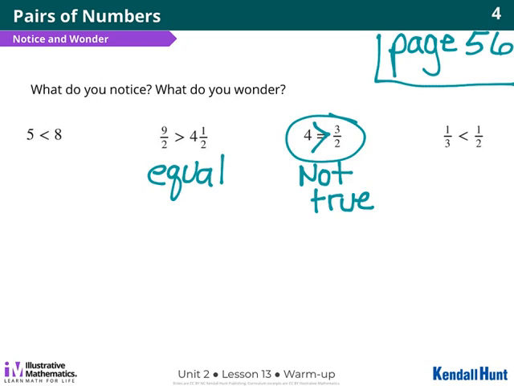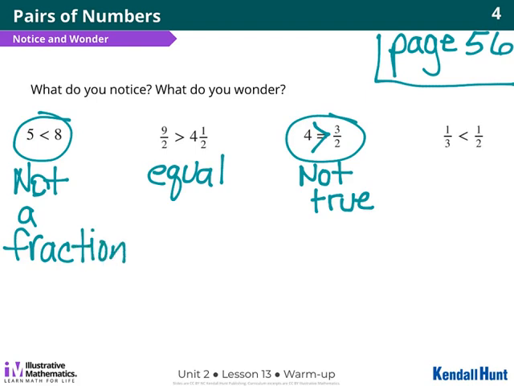The first one is the only one that isn't a fraction, or doesn't have a fraction. Not a fraction. Is it true? Is 8 greater than 5? Yes. What about this one? Is 1/3 less than 1/2? Yeah. No.